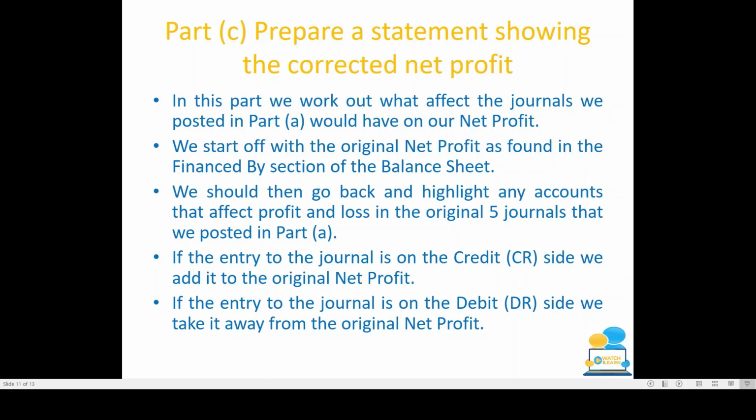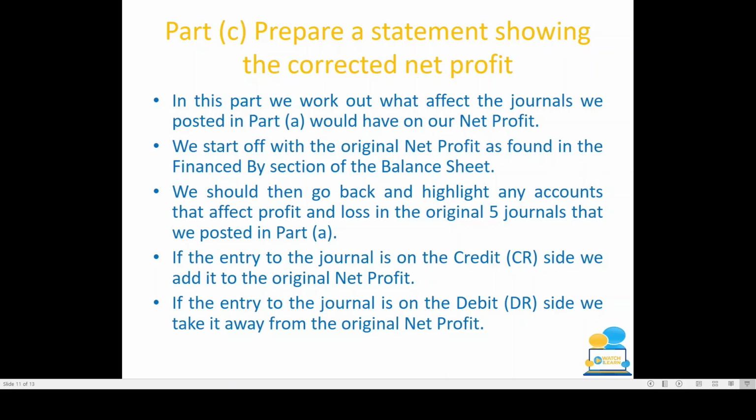Part C then asks us to prepare a statement showing the corrected net profit. So in this part, we work out what effect the journals we posted in part A would have on our net profit. So we're going back to our 5 journals in part A, and here I would circle any profit and loss items. So anything with sales, purchases, any expenses and so on, I would circle those. Then we start off with the original net profit as found in the financed by section of the balance sheet. So in the question, you're given a balance sheet, under financed by, you will see net profit. So that's our starting figure.